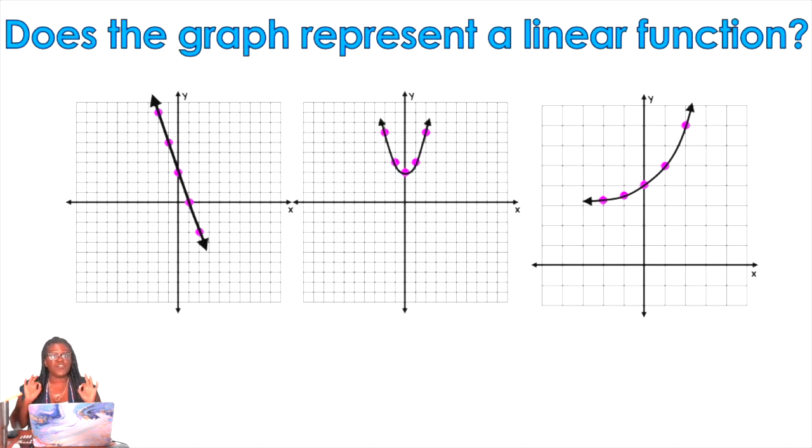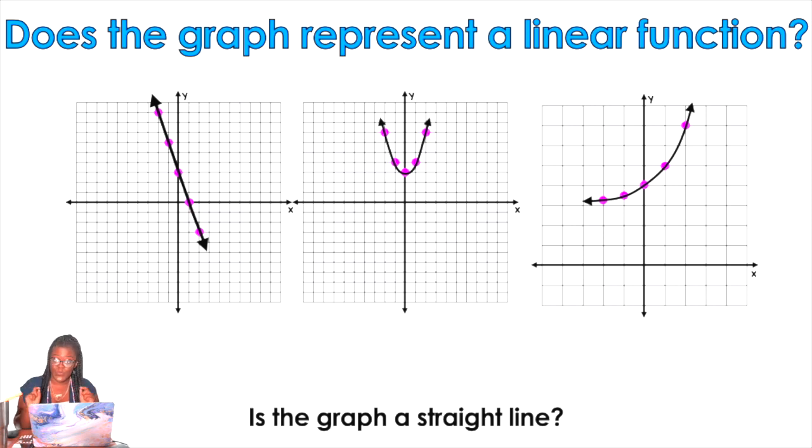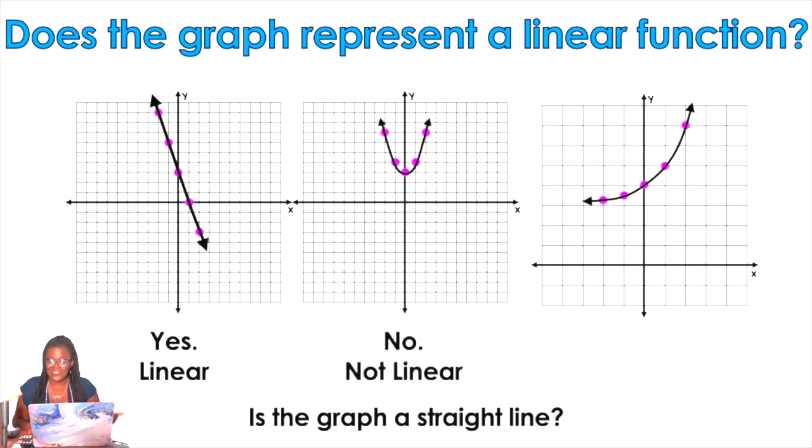Does the graph represent a linear function? The question we're asking ourselves is, is the graph a straight line? So easy. For the first one, I have a straight line, don't I? So yes, it is linear. For the second one, not a straight line, so it is not linear. Third one, it's still a curve. I couldn't put a ruler to that, so no, it's not linear.